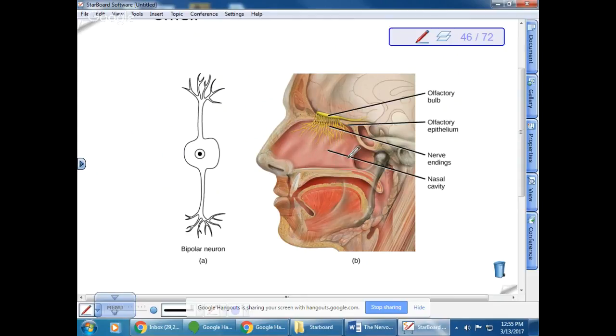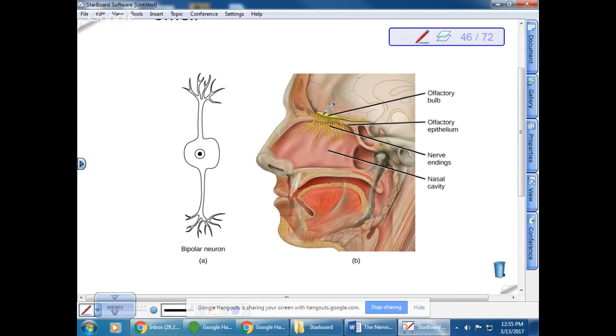So this is nervous tissue. The nervous tissue actually comes down from the olfactory bulb and goes through these tiny little holes in your skull. And then they stick down like little finger-like projections. And when you breathe something in, it binds to little receptors on the surface and opens sodium-gated channels, and then it sends an action potential to the olfactory bulb.